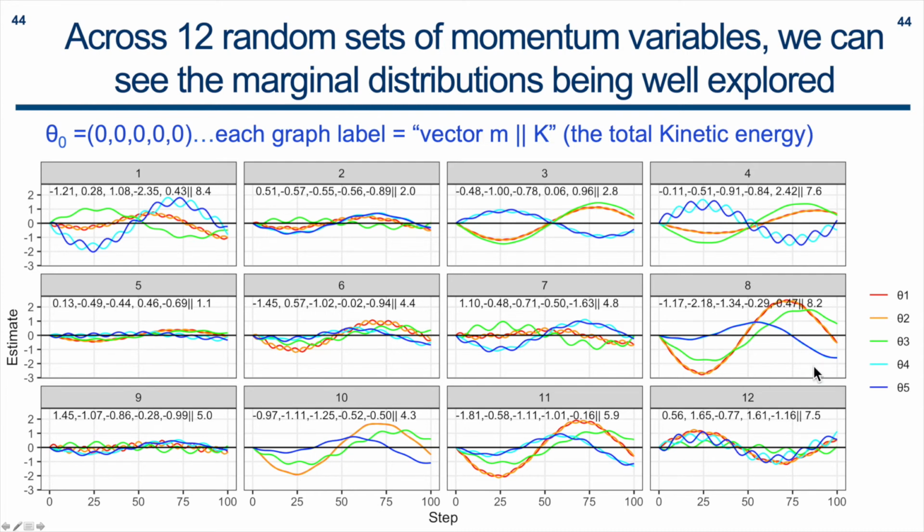So if we look at some of the interesting ones here, we can see again with 2 large negative momentum variables in this 8th replicate, theta 1 and theta 2, which are both highly correlated, are going to start off going very, very negative before returning and coming back. So we see that the marginal distributions, the minus 2s and the plus 2s, are being well explored in this example, but not necessarily in this example here, when we start from this initial condition.